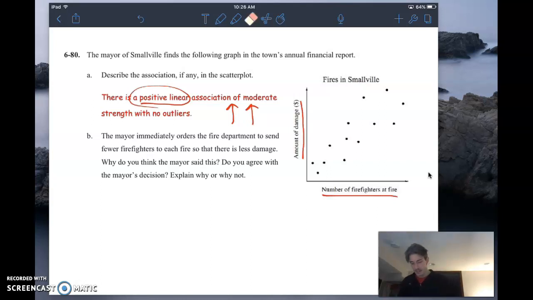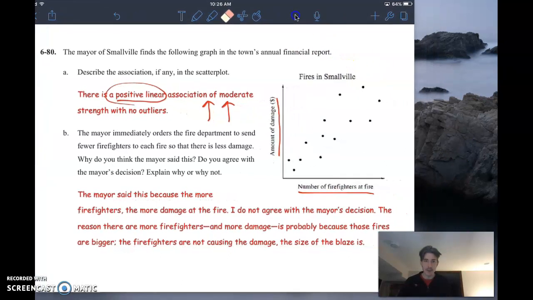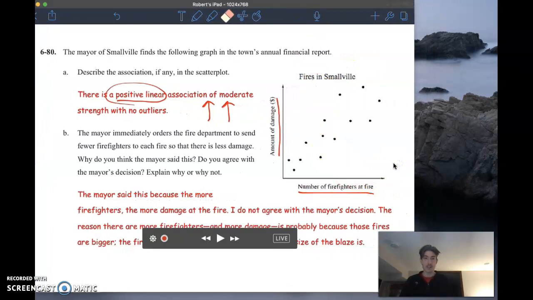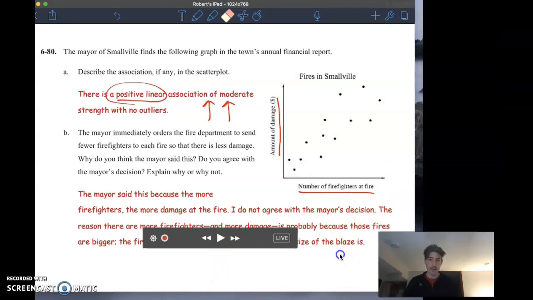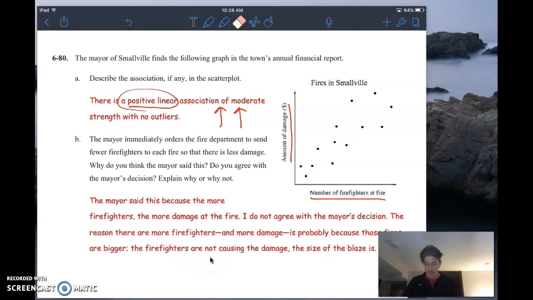And that's what I tried to say in our statement here. Okay, the mayor said this because the more firefighters, the more damage at the fire. All right, and I'm going to try to slide this because I realize my picture's covering some of that. All right, I don't agree with the mayor's decision. The reason there are more firefighters and more damage is probably because those fires are bigger. Okay, and I realize that this is covering that, so let me just kind of read the last sentence. The firefighters are not causing the damage. The size of the fire is doing that. Okay, so again, the number of firefighters there is not causing it. It is the fire that is doing that, right?